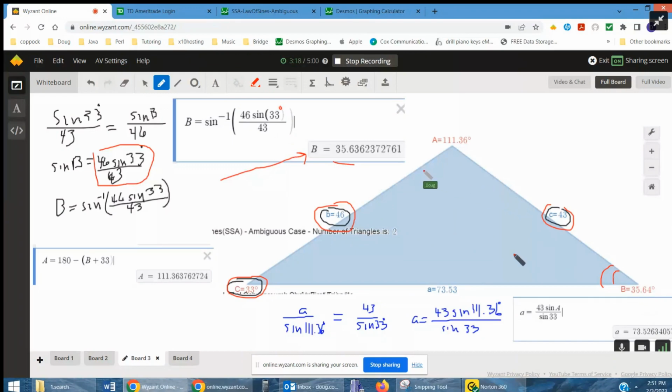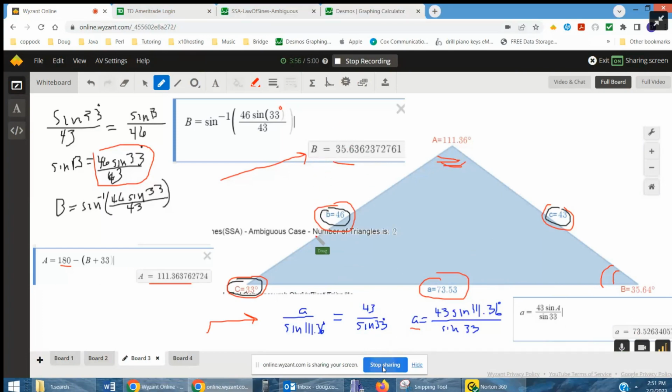is 35.64 degrees. Once you know 2 angles, you can always find the third angle by adding the 2 that you know about together and subtracting from 180. So that's what this angle is. And once you know that angle, you can find the side opposite that angle using the law of sines again. Here's where I did that. Little a is to the sine of its opposite angle as 43 is to the sine of its opposite angle, which results in this, which is 73.53 units, whatever that is.